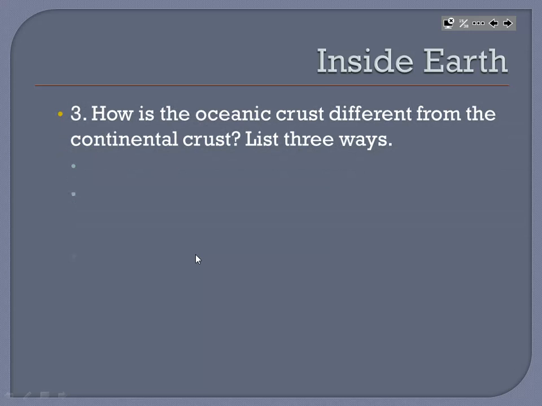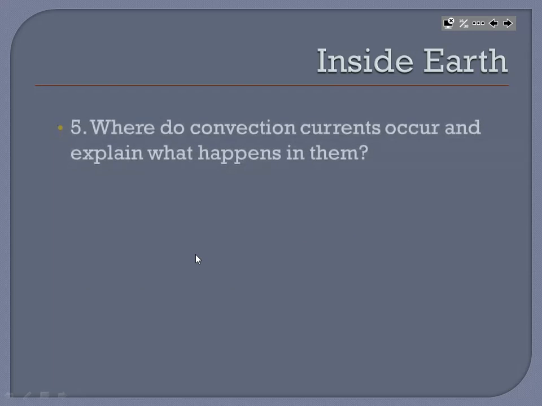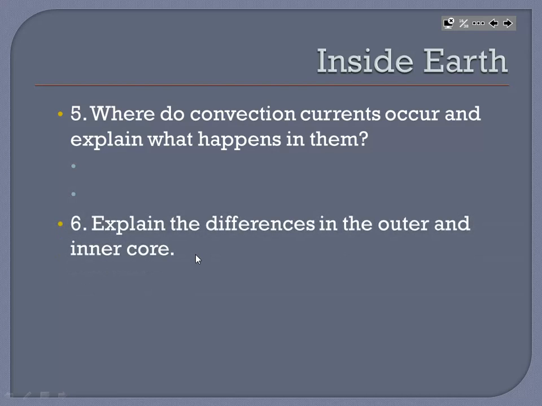I want you to list 3 different ways that the oceanic crust is different from the continental crust, and then explain the difference between the lithosphere and the asthenosphere. So you can kind of describe both there. And then where do convection currents occur, and explain what happens in them. So tell me where they occur, and then I also want you to explain what happens. You might need some more space for that one. And then 6, explain the differences in the outer and inner core. We just talked about those.